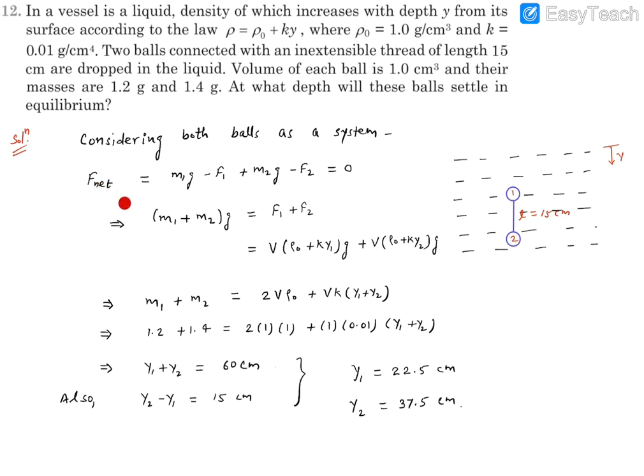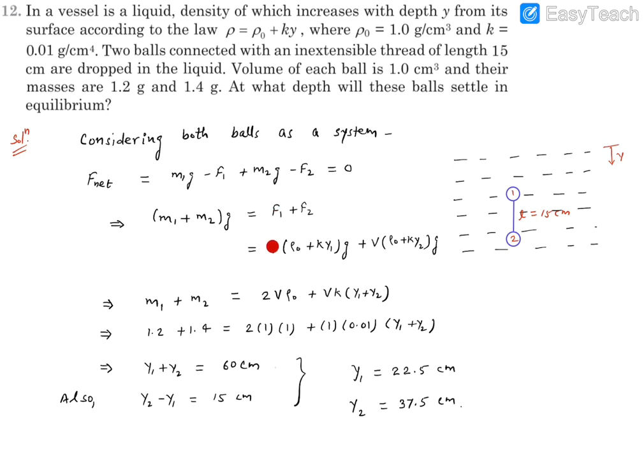So we'll write the net force as m1g minus the buoyancy. m1g is downside and buoyancy is upside, so I'm writing downside as positive, upside as negative for 1, and similarly for 2 it's going to be m2g minus f2. This net force must be 0, so force balance at equilibrium, right? So it will give us (m1 plus m2)g must be equal to f1 plus f2. f1 and f2 are buoyancy forces acting on ball 1 and 2 respectively.